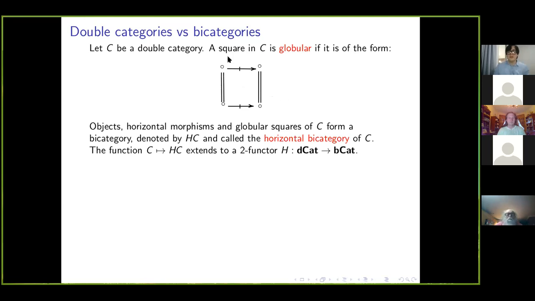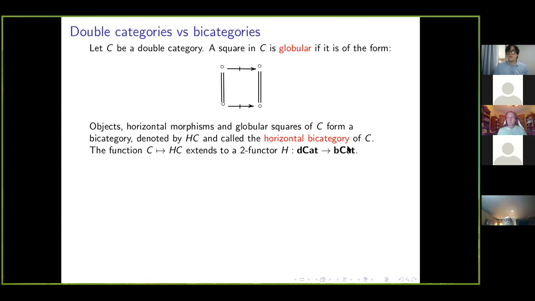But usually we squeeze these identities into points, and we draw globular squares as globular diagrams. And so we can think of bicategories or two categories as a bunch of globular diagrams that we can compose horizontally and vertically. So this is the more popular and classic notion of a categorical structure of second order. So we have a way of associating to every double category a bicategory, which is considered its objects, horizontal morphisms, and globular squares. We call this bicategory the horizontal bicategory associated to the double category C.